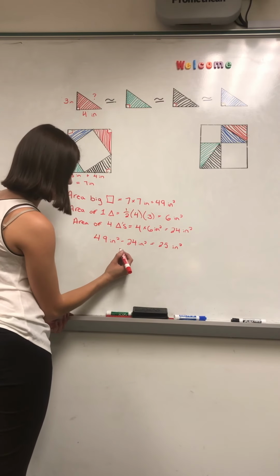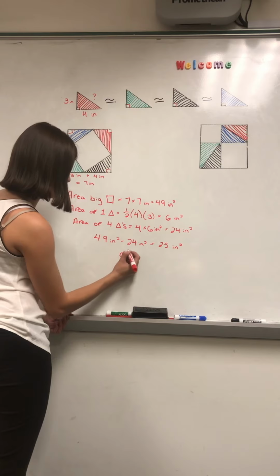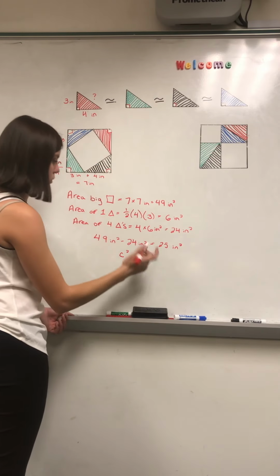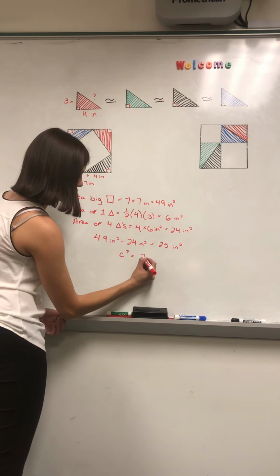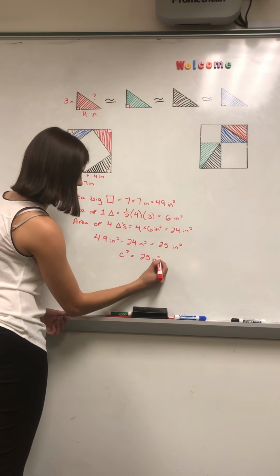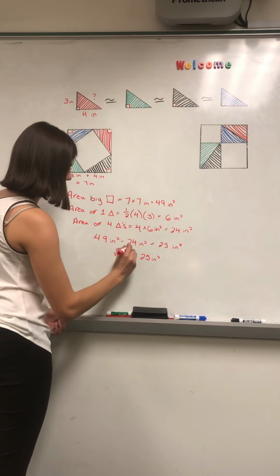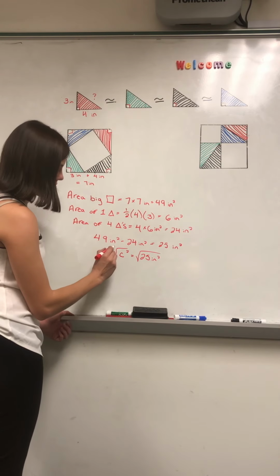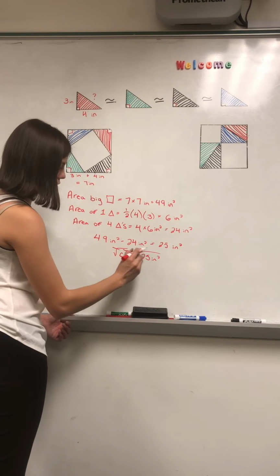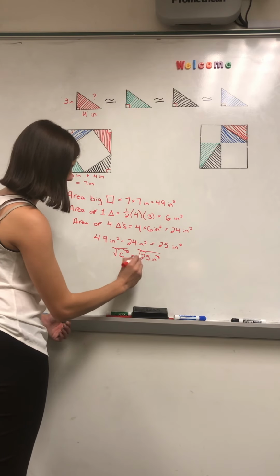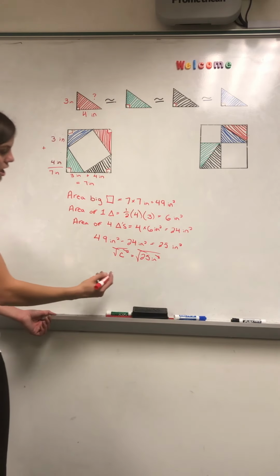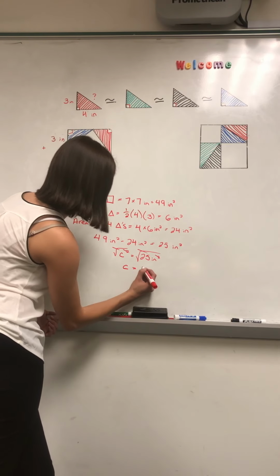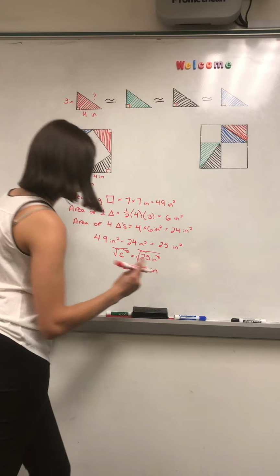So let's go ahead and label this c squared, which is going to be this whole area, 25 inches squared. And we're going to go ahead and square root that. Because of that, the square root is going to cancel out the squared, and then we just have to square root 25, and 25 is a perfect square, so we actually get 5 inches as our side length.